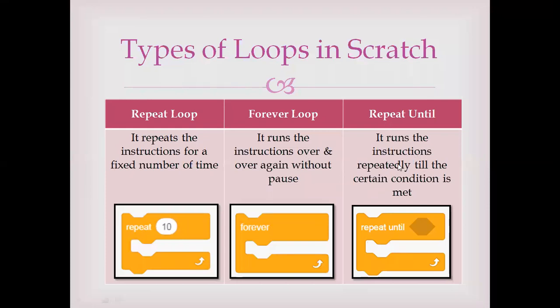Repeat until means till a certain condition is met or satisfied, the loop will keep on repeating a particular task. For example, in the example I gave earlier, a student is writing the names of indisciplined students on the board, and he'll keep on writing till the teacher enters the class. So there is a condition: when the teacher enters the class, he will stop writing anything on the board. So till a certain condition is met, the activity will keep on repeating. And the third one is the forever loop.